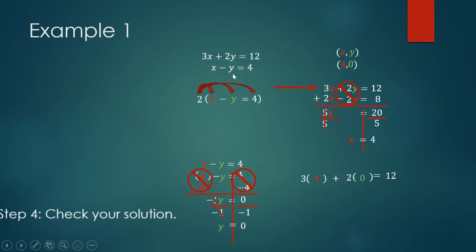All I'm going to do now is simplify. 3 times 4 is 12, plus 2 times 0 is 0, equals 12. Now I know 12 plus 0 is equal to 12, so that's true. Equation number 2, parentheses minus parentheses equals 4. The first parentheses, I'm going to plug in a 4 because that's my x value. In the second one, I'm going to plug in a 0 because that's the y value. 4 minus 0 is equal to 4. So that's true.